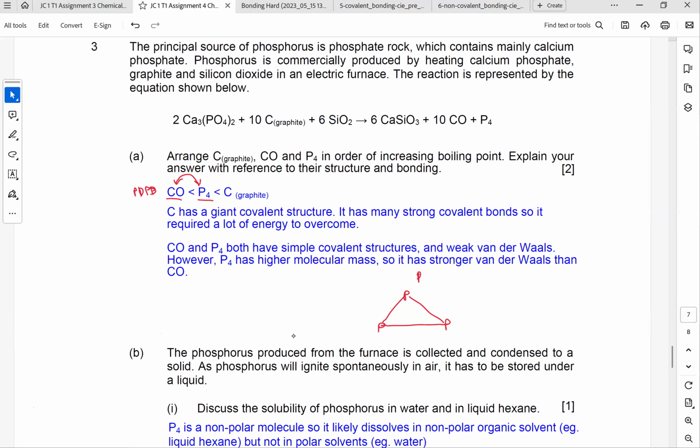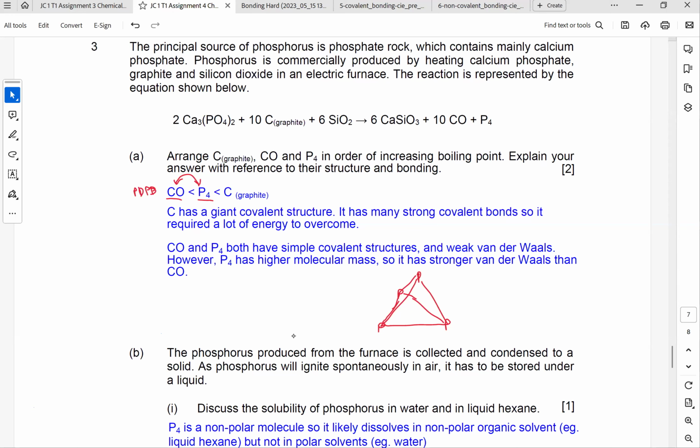I'm trying to make it look good. Maybe not good. Okay, it looks something like this, like a pyramid, right? That's P4.